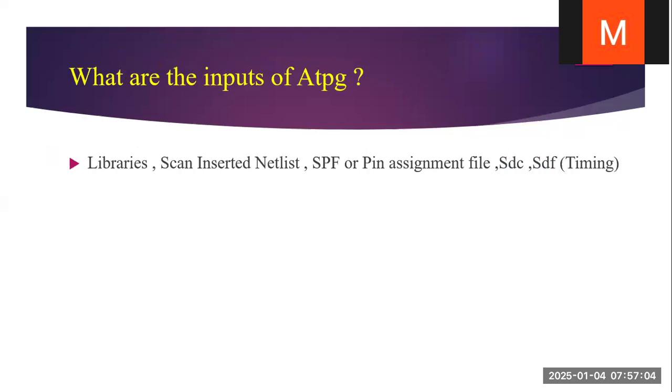So what are the inputs of ATPG? The ATPG inputs are libraries, the scan inserted netlist, the SPF pin assignment file, the SDC, standard Synopsys Design Constraints file, which contains the false path and multi-cycle path information, and the SDF, standard delay format file. It contains the net delay and cell delay information. This can be considered while generating the timing patterns, the at-speed patterns.